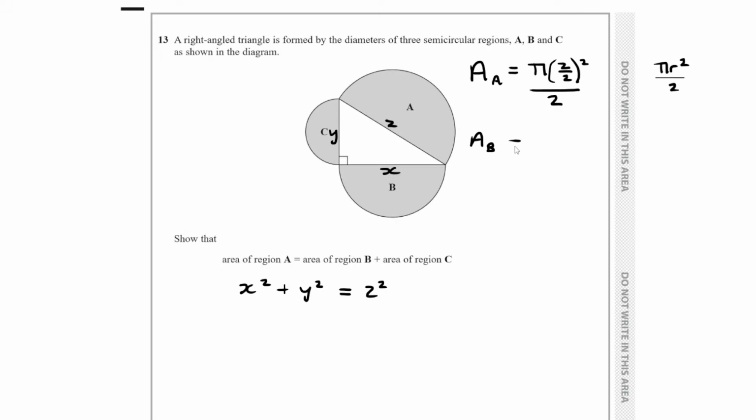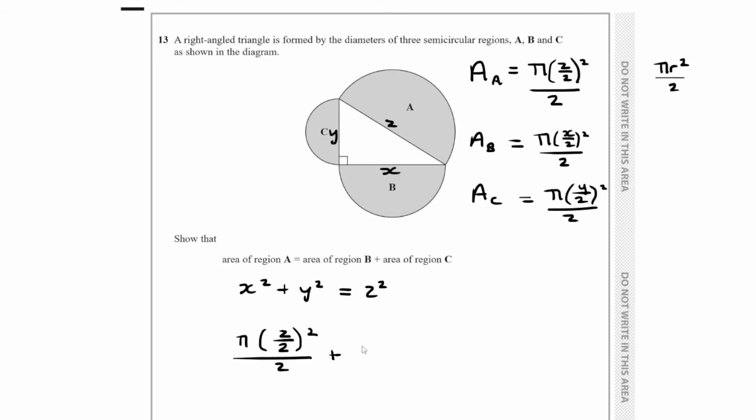and C. So the area of B would be pi times the radius, which is half of x, squared, and then over 2 because it's only a semicircle. And the same for C. So y over 2 is the radius, squared, over 2. Okay, we've got those. Now what we can do is, because we're basically saying that when you add them together it should equal area A, if I add those and then we'll simplify it, hopefully we'll end up with this, is what I'm aiming for.